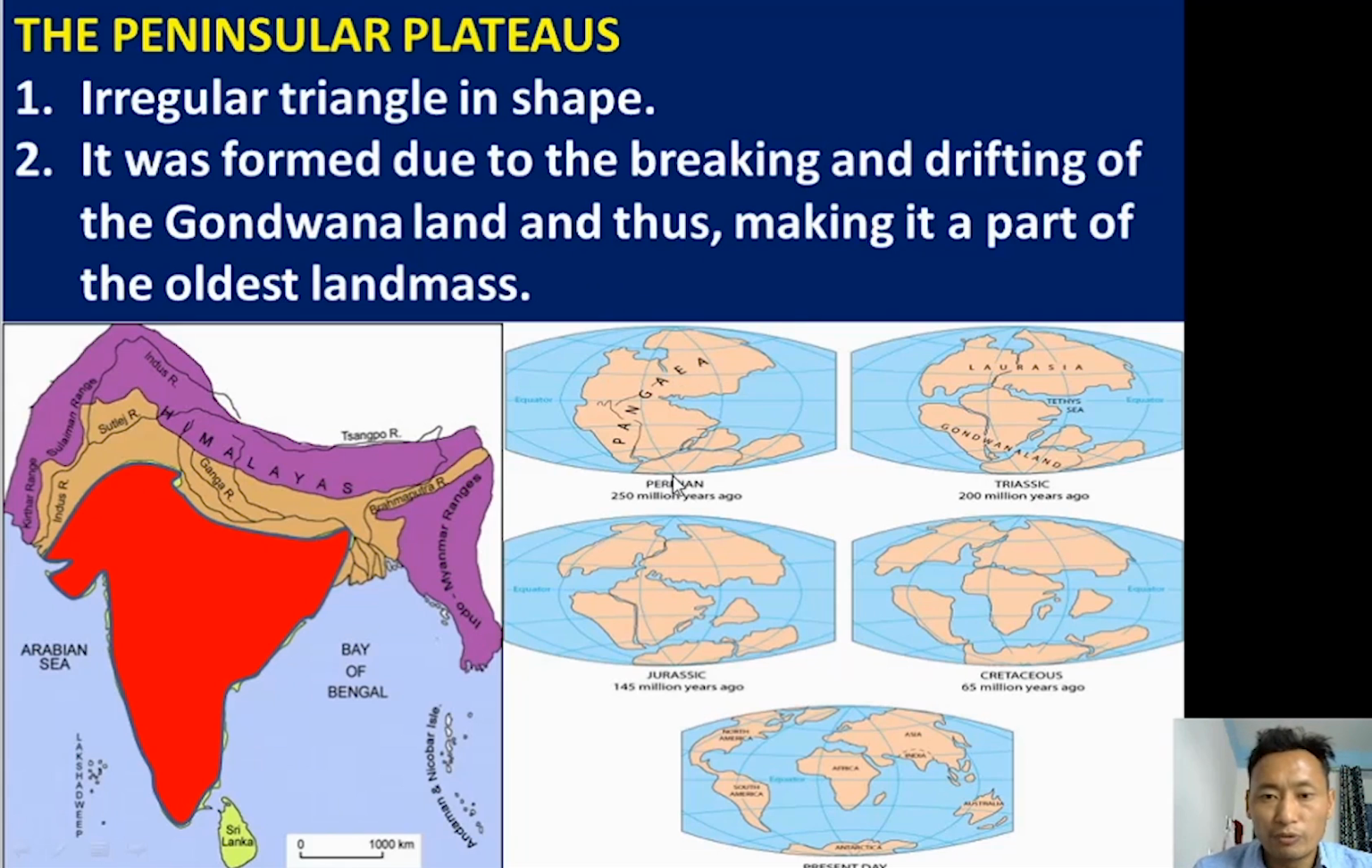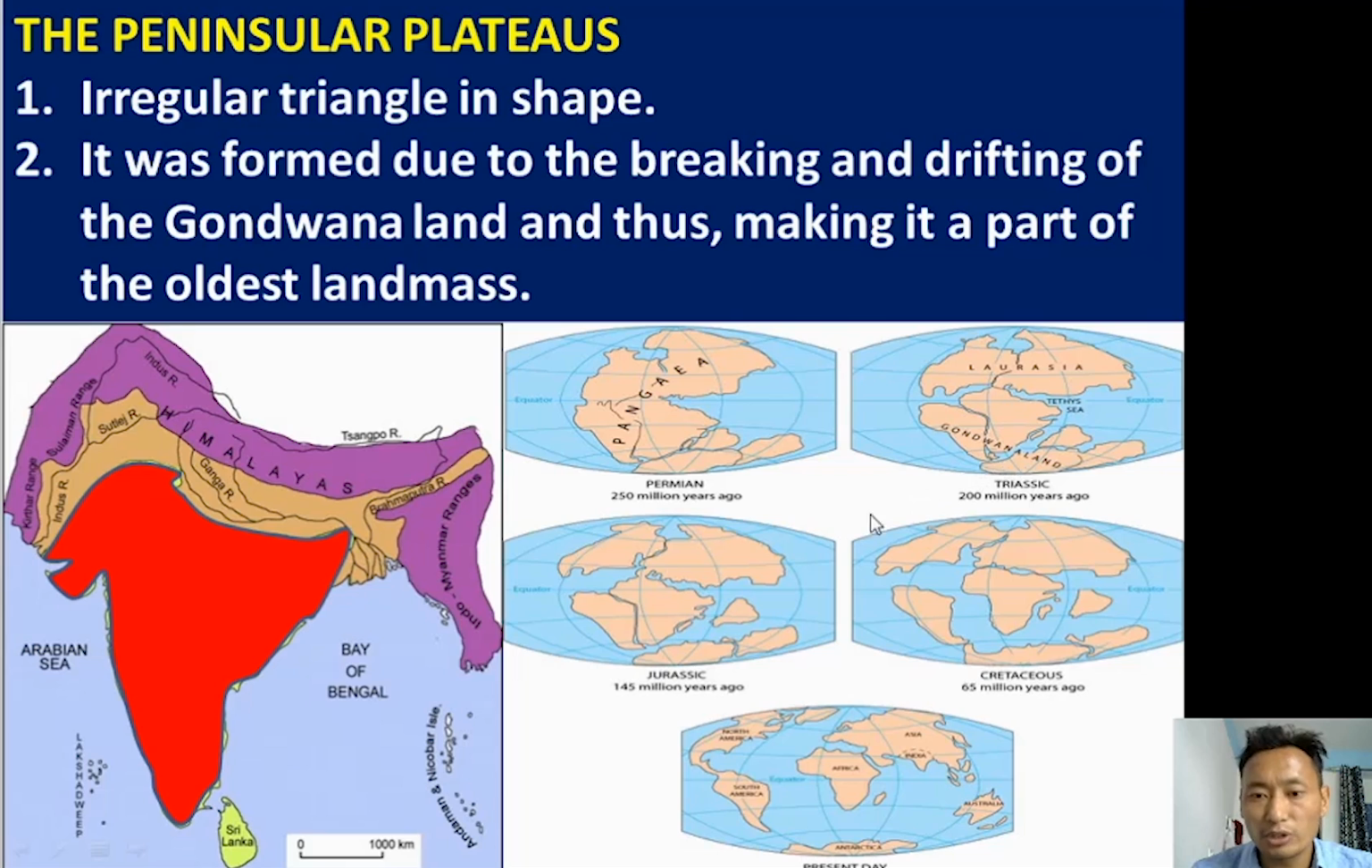Before 250 million years ago, in this world we had only one big continent, that is called Pangaea, or the supercontinent, and we had only one big sea, and the name of that sea is Panthalassa. Before 200 million years ago, this Pangaea or supercontinent disintegrated into two big land masses, that is Laurasia and Gondwana land.